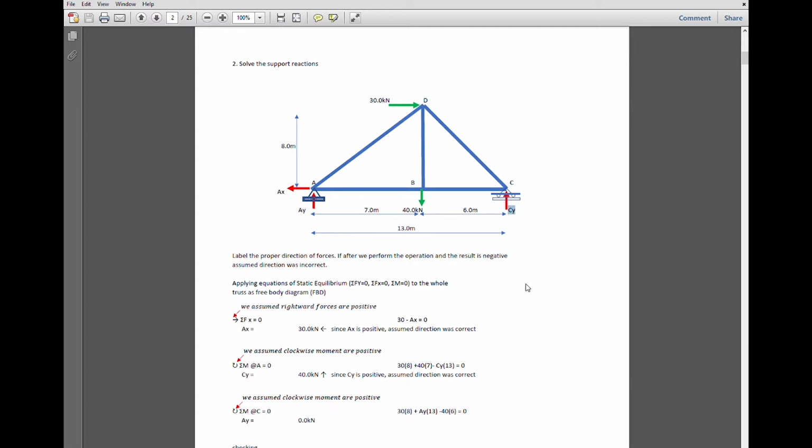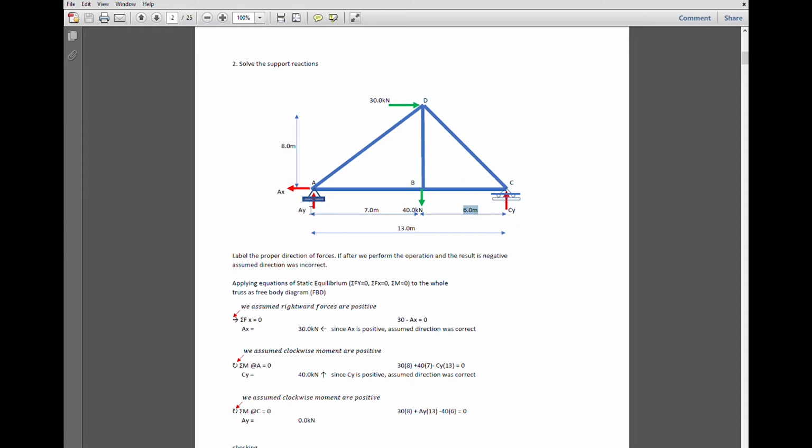We assume clockwise moments are positive again, applying summation moment at point C in order to solve for AY. So AX will pass through the moment center at point C, so it will not create moment. Anong mag-create ng moment? Itong 30 kN na ito. With respect to point C, that is positive, the moment arm is equal to 8 meters. It rotates in a clockwise manner with respect to point C. Itong 40 kN naman na ito applied at point B, it will rotate in a counterclockwise direction with respect to point C. Moment arm is equal to 6 meters.